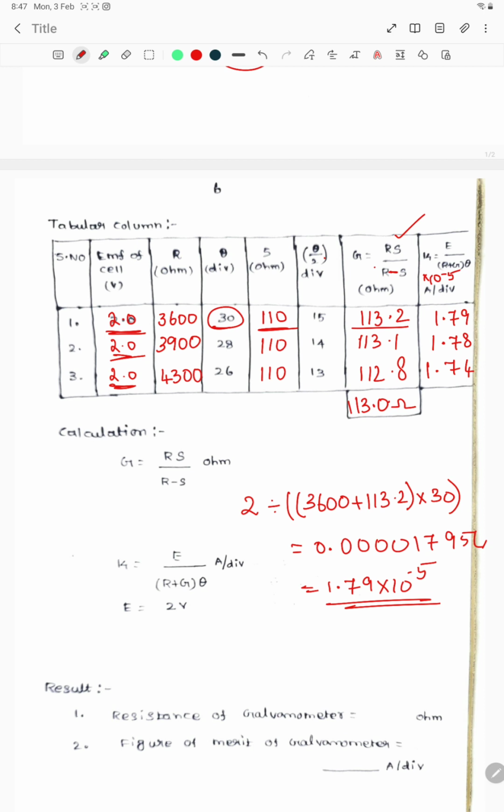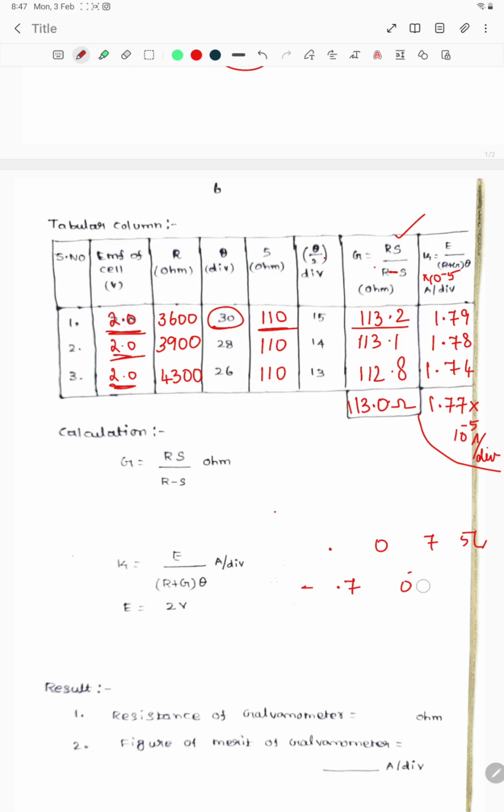Now you will take the mean value, 1.79 plus 1.78 plus 1.74, then you will divide by 3, or use a bracket as I have mentioned earlier. So 1.77 into 10 to the power of minus 5 ampere per division. Okay, so this is the calculation. You have to mention ampere per division here once again. You will write the unit. Is it clear? Once this is done, you will write the G value, 113.0 ohm, and the K value is 1.77 into 10 to the power of minus 5 ampere per division.